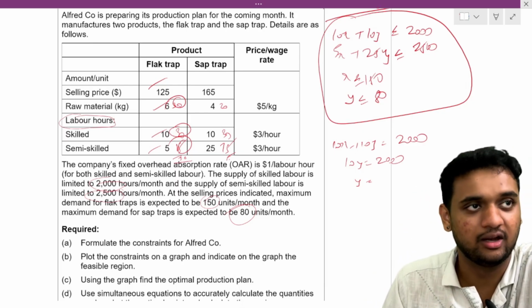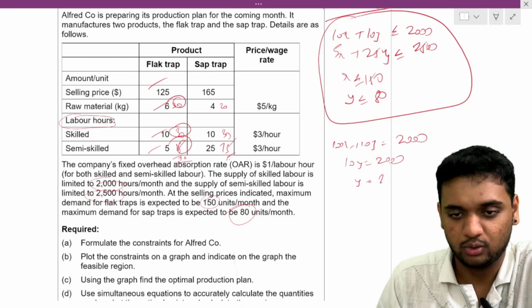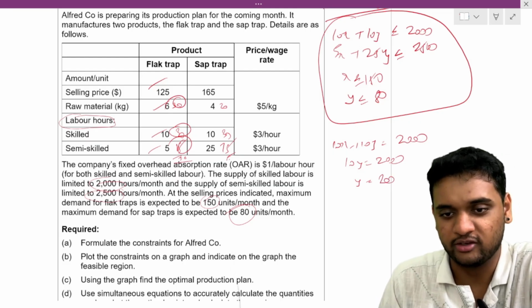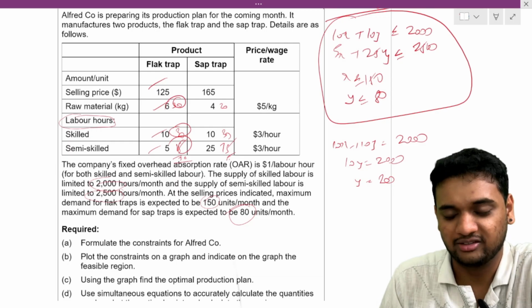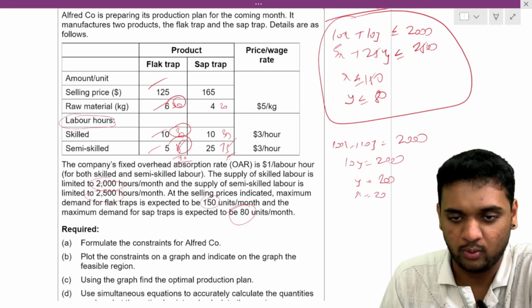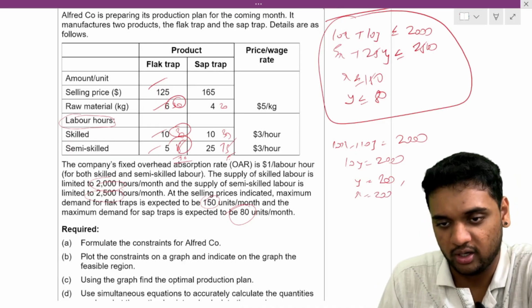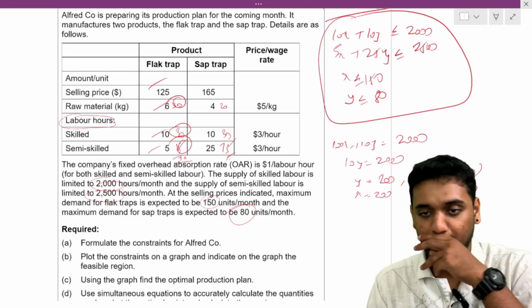Only 2 were there, so we had it. 10x plus 10y is equal to 2000. If x is 0, then y is equal to 200. If y is 0, then x is equal to 200. So this point will be x is 0, y is 200, and this point will be y is 0, x is 200.